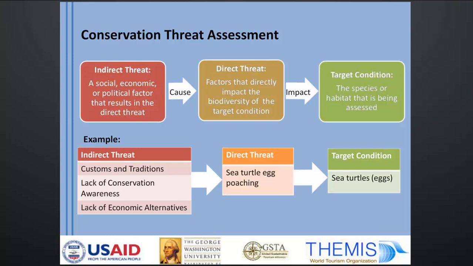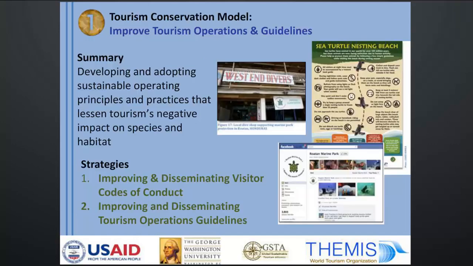And as you can see, and as we'll start to see within the strategies, this really gives us the information that's critical to start to identify the models and strategies that can address those underlying indirect threats. Because again, it's often a social, economic, or political factor that can be addressed through successful sustainable tourism development.